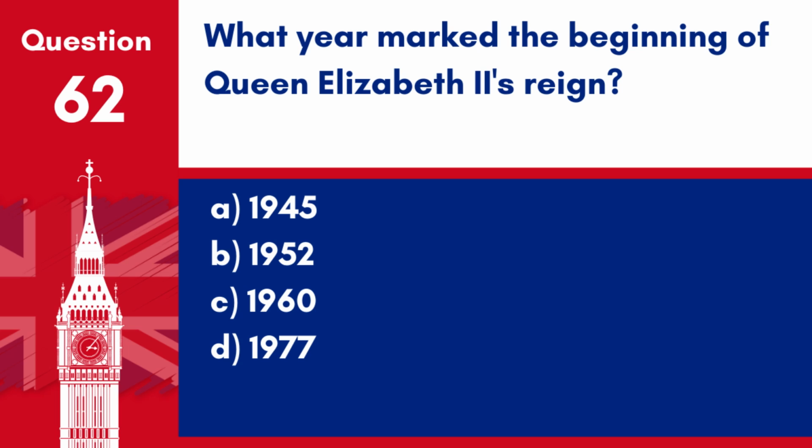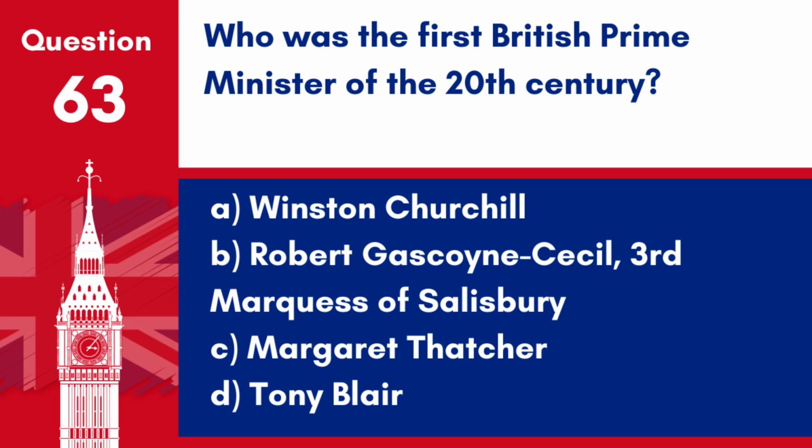A. 1945, B. 1952, C. 1960, D. 1977. Answer B. 1952. Queen Elizabeth II's reign began in 1952 following the death of her father, King George VI. Question 63. Who was the first British Prime Minister of the 20th century?